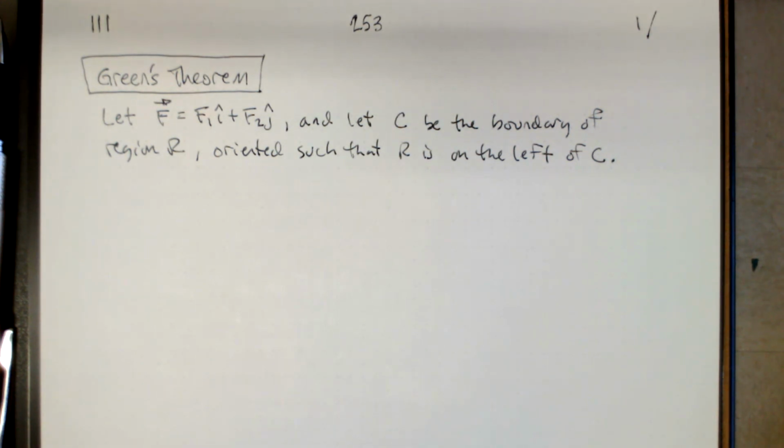I've got an F1 times i and an F2 times j. F1 and F2, those are scalar functions. They're the components, the i and j components of the vector field F. So F1 and F2 are just functions of x and y.